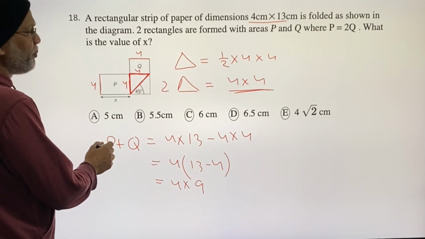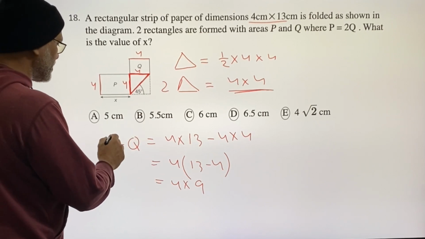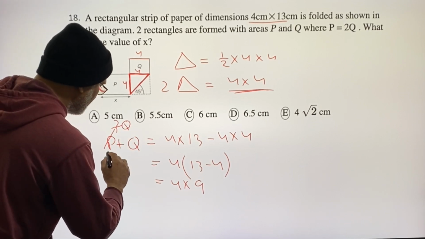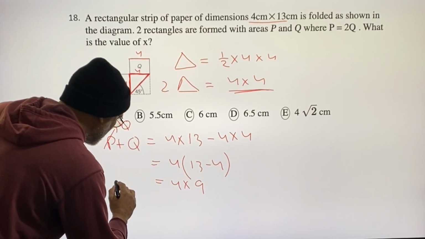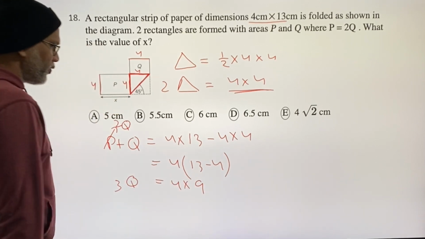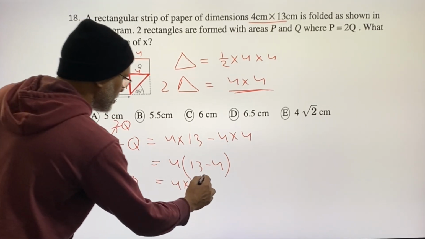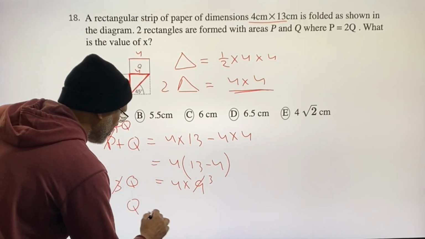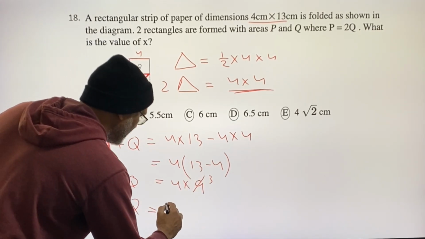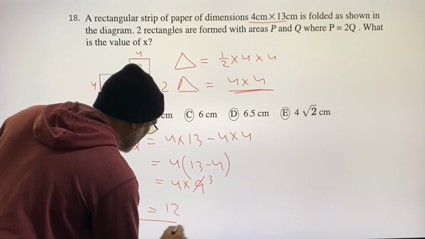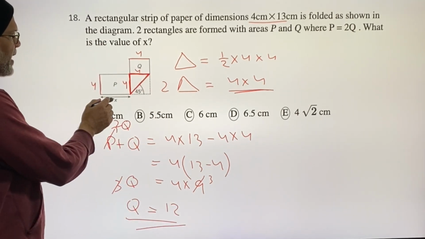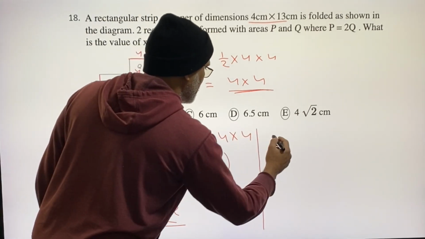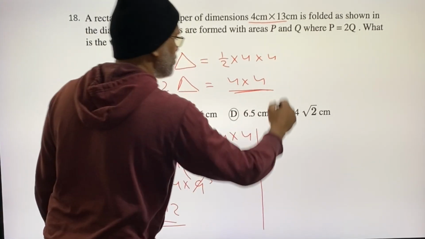On this side, P plus Q, but I know P is equal to 2Q. So then 2Q plus Q is 3Q, which is equal to 4 times 9. I can divide both sides by 3. Then Q is going to be 4 times 3, which is 12. So Q is 12. But I need to find X, and X is on this side. So let me do that. P I know is 2Q.